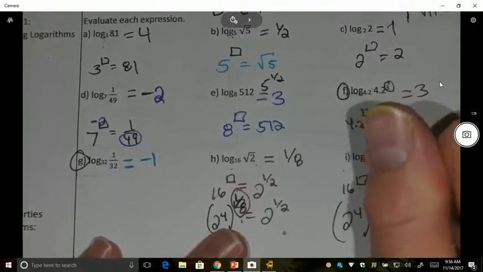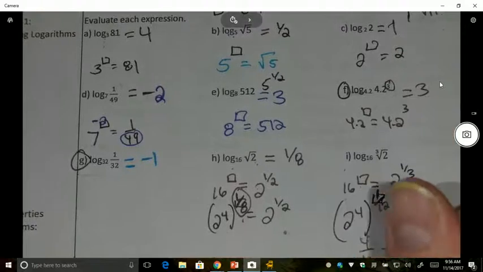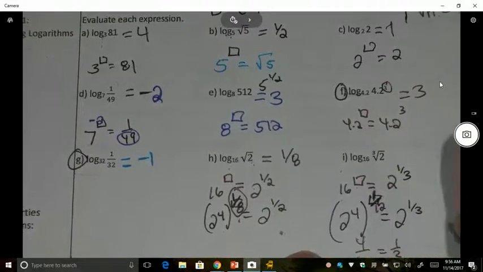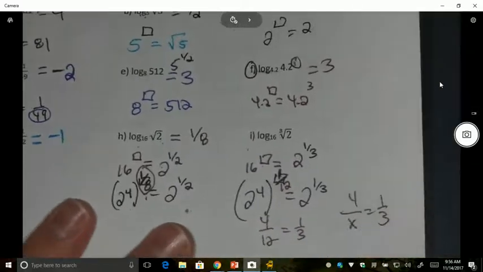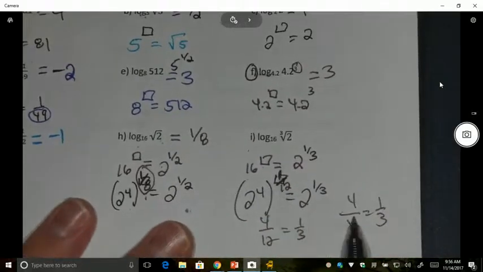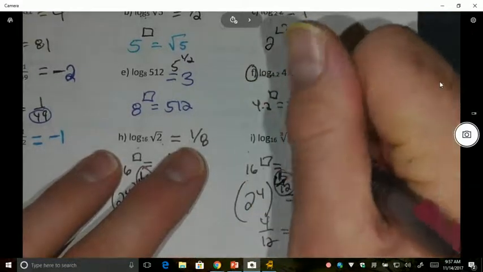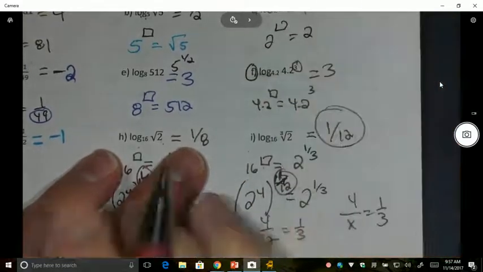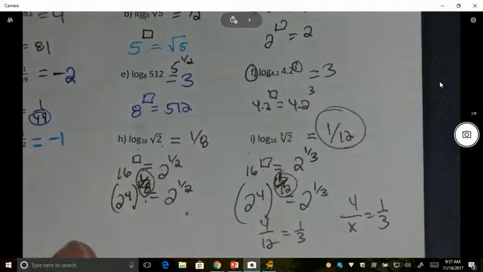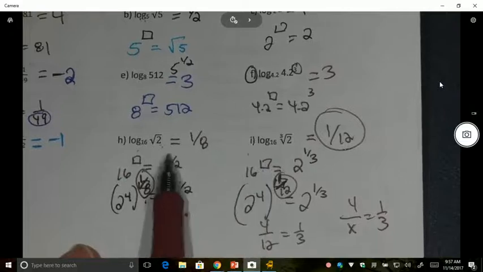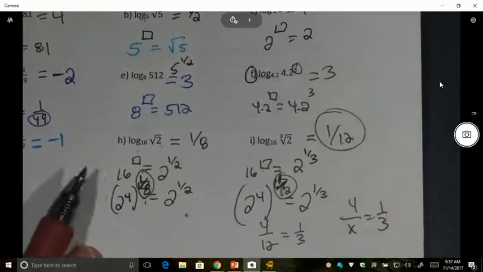If I made it 4/12, 4/12 equals 1/3. So you could say 4 over x equals 1 over 3 to help you figure out what this would have to be. And it would be x equals 12. So 1/12 is the exponent we need. Any questions on H or I? Those are just a little twist to the whole fractional answer.